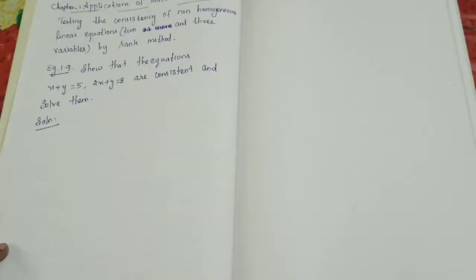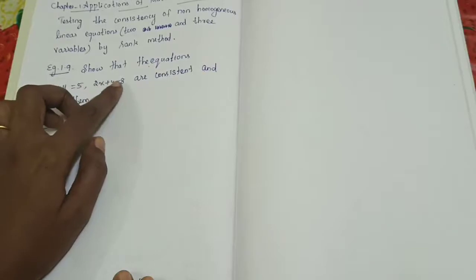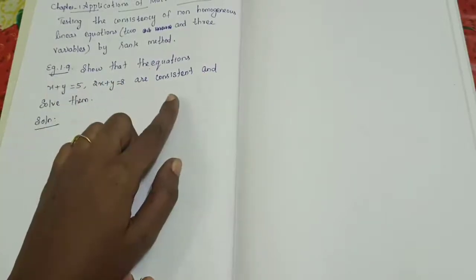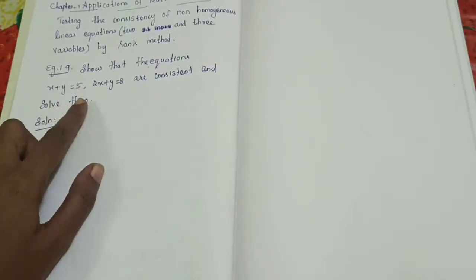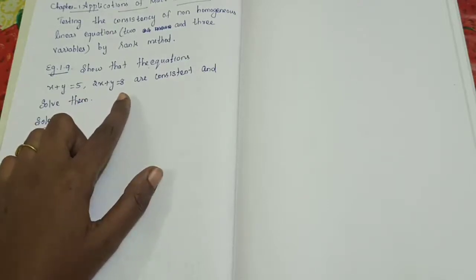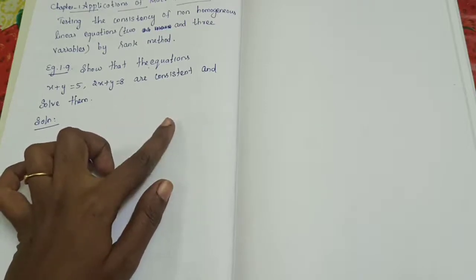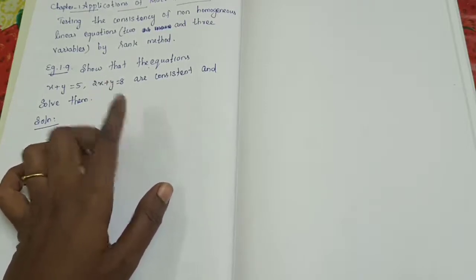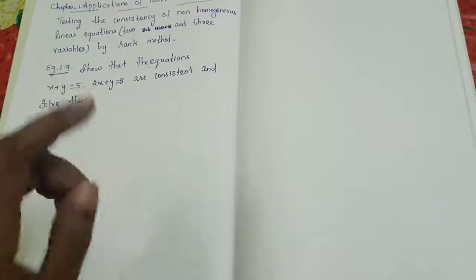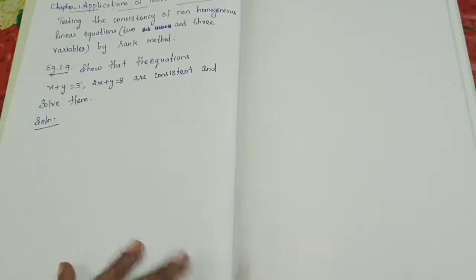Example 1.9. Okay. I am reading the question. Show that the equations x plus y is equal to 5, 2x plus y is equal to 8 are consistent and solve them. They want us to prove that these 2 equations are consistent. Okay, you need to prove these 2 equations are consistent. Okay, by using the rank method we need to do.